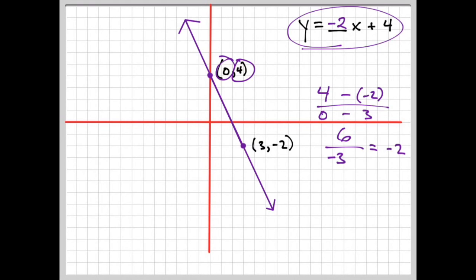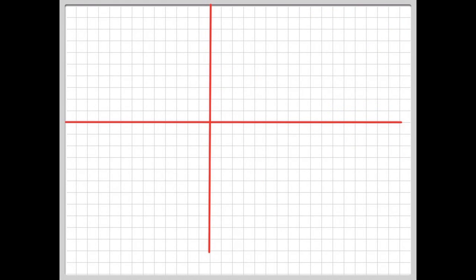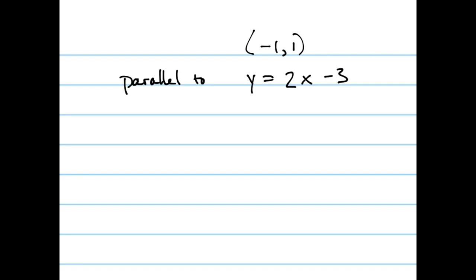Now we're going to write an equation of a parallel line. What do we know about parallel lines? They have the same slope. So they're going to give us a point like (-1, 1). And they're going to tell us they want the equation of a line that's parallel to another line, y equals 2x minus 3. So our new equation is y equals mx plus b. We've got to find m and b.